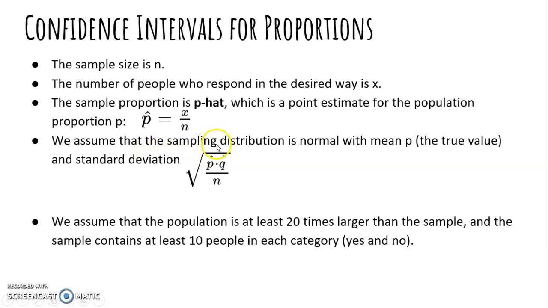So the standard error for proportions looks a little bit different than it does for means. It's the square root of p hat times q hat over n. Now p hat we said was x over n, so what is q hat? Q hat is the complement of p hat. So q hat is 1 minus p hat, divided by n. Make sure you do all of the inside before you square root. So we assume for this that the population is at least 20 times larger than the sample, and that the sample contains at least 10 people in each category.